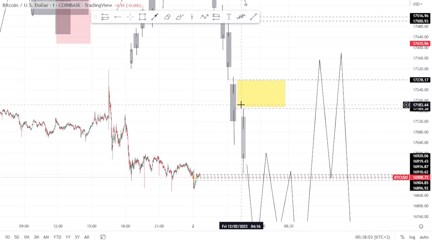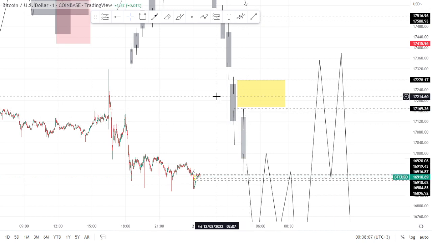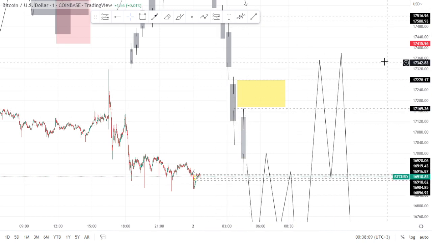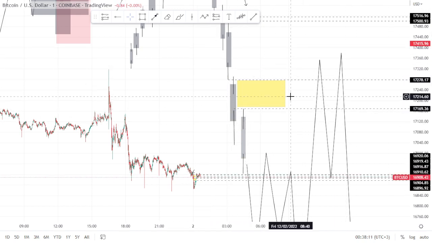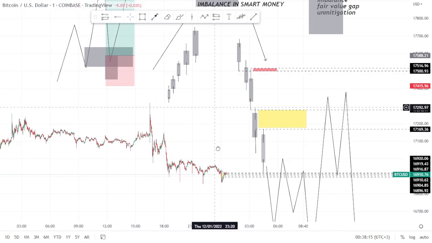But if you see a gap between the 1, 2, 3 candlesticks, it means that the market most probably is supposed to come to that zone, right? This is how you view the imbalances in smart money.